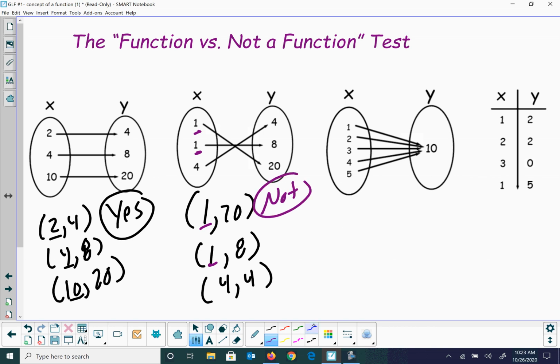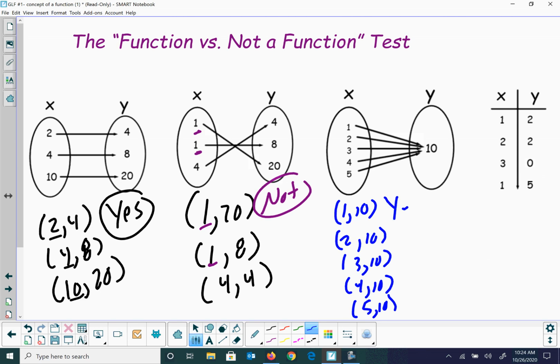And then this next one here would be like saying 1, 10, 2, 10, 3, 10, 4, 10, and 5, 10. So the y values repeat all day long here, but the x values don't. So yes, this is a function because the x values don't repeat. And then looking at this, I have the points 1 comma 2, 2 comma 2, 3 comma 0, 1 comma 5. Because those x values repeat, this is not a function.